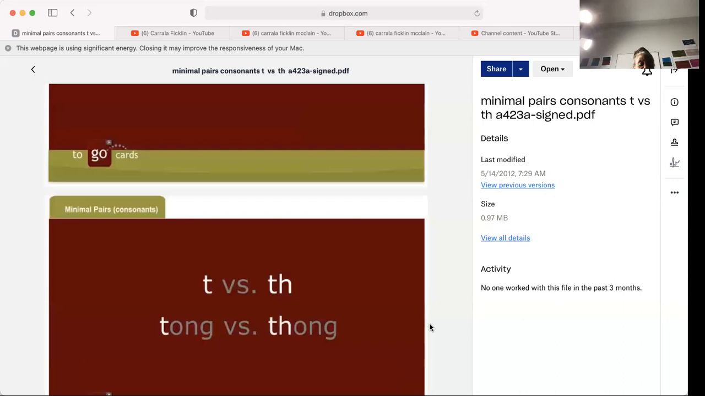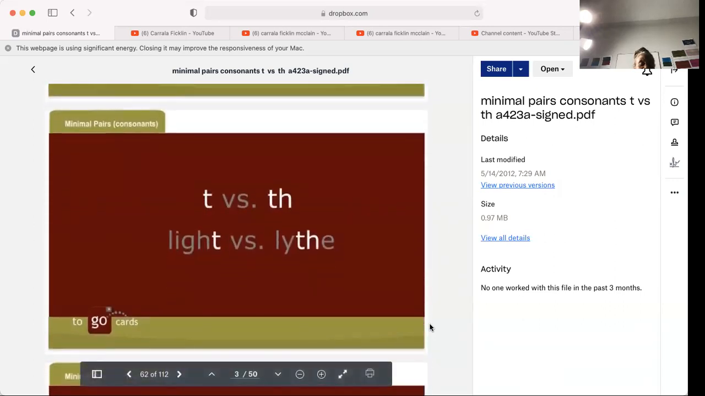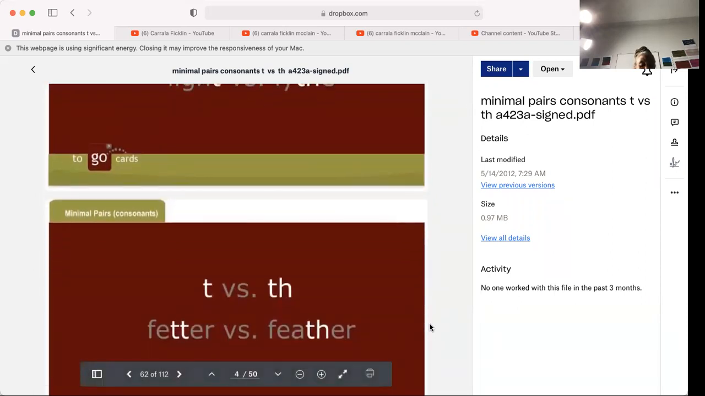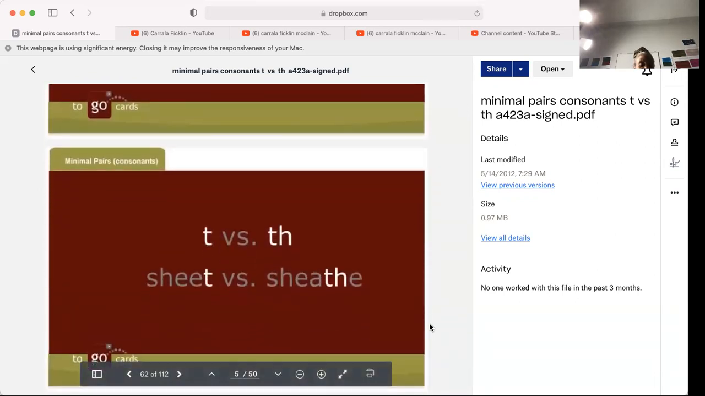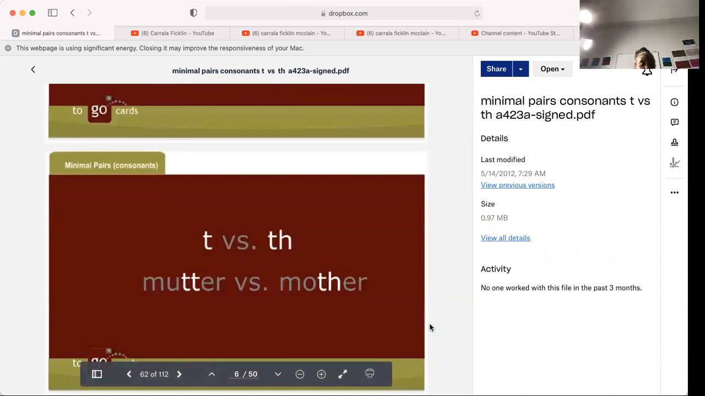Tongue, thumb. Light, lies. Fetter, feather. Yeah, some of these words are going to be hard to say. I can feel it already. Sheet, sheath. Mutter, mother. Oh, you hear people say mother, mother.